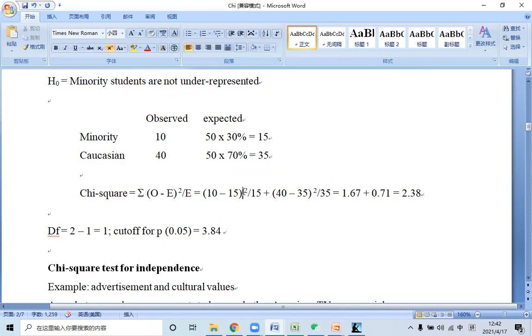Remember, why do we have to square the deviation? You want to square the deviation score to get rid of all the negative signs. And you divide it by the expected value. So you divide by the expected value to get the proportion. This is proportional deviation.